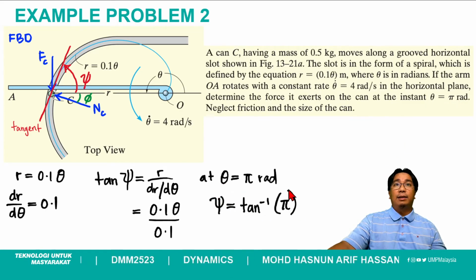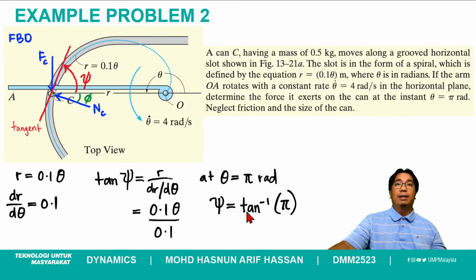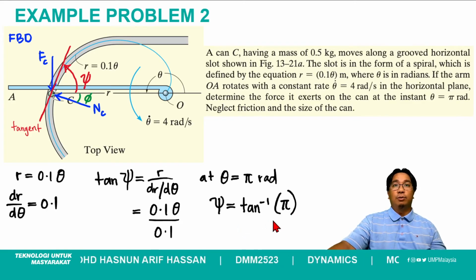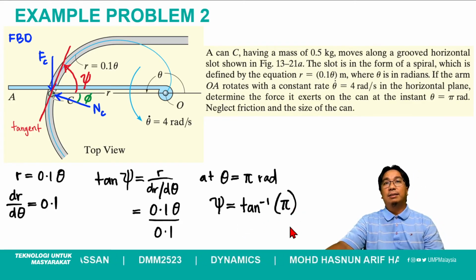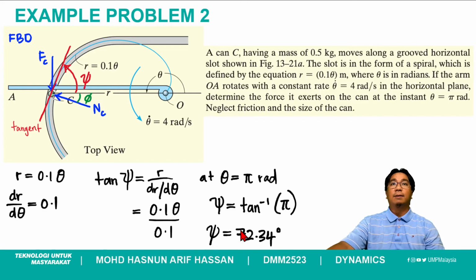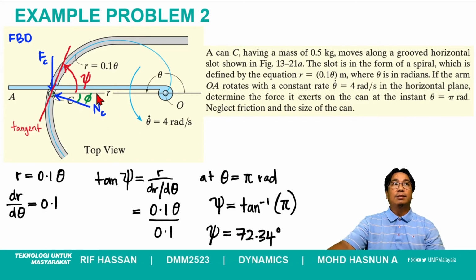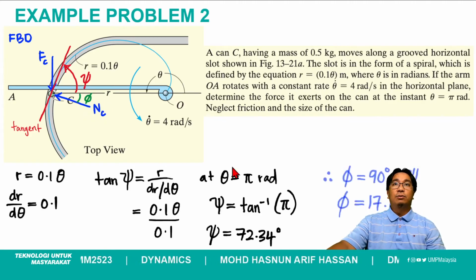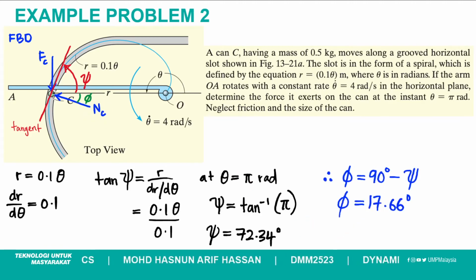So at theta equals to pi rad, the angle psi is then arctangent of pi. So you can use your calculator to calculate what is the arctangent of pi to get psi equals to 72.34 degrees. Okay, tapi remember saya bagi tahu what we are interested in is this angle here, phi. So phi is then 90 degrees minus the angle psi here, 72.34. So kita dapatlah phi is equal to 17.66 degrees. Ini angle yang small ni. Ini yang kita nak because later we will need this angle to calculate the component of NC.